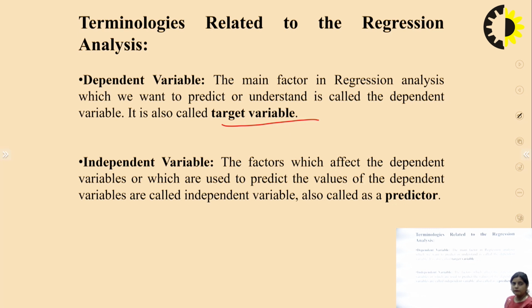And the independent variables are the factors which are going to affect the dependent variable, or which are used to predict the values of the dependent variable. That's why it is also known as the predictor. Independent variables are also known as predictors because based on those values we are going to predict the values of the dependent variable, which is known as the target variable.